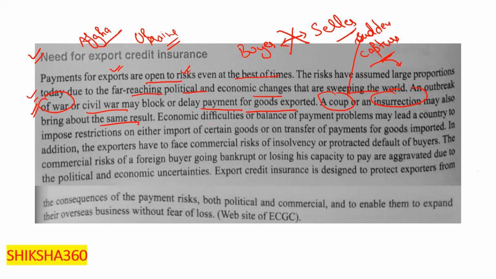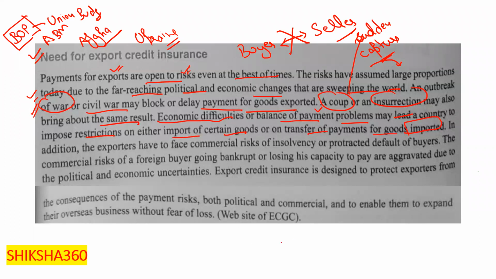What is the same result? That is, blocked or delayed payment for the goods exported. Then there are economic difficulties or the balance of payment. I think all of you are aware of what balance of payment is. If you are not, we will discuss it in the Union Budget, chapter number 9 of ABM. Economic difficulties or balance of payment problems may lead a country to impose restrictions on either import of certain goods or on transfer of payments for the goods imported.